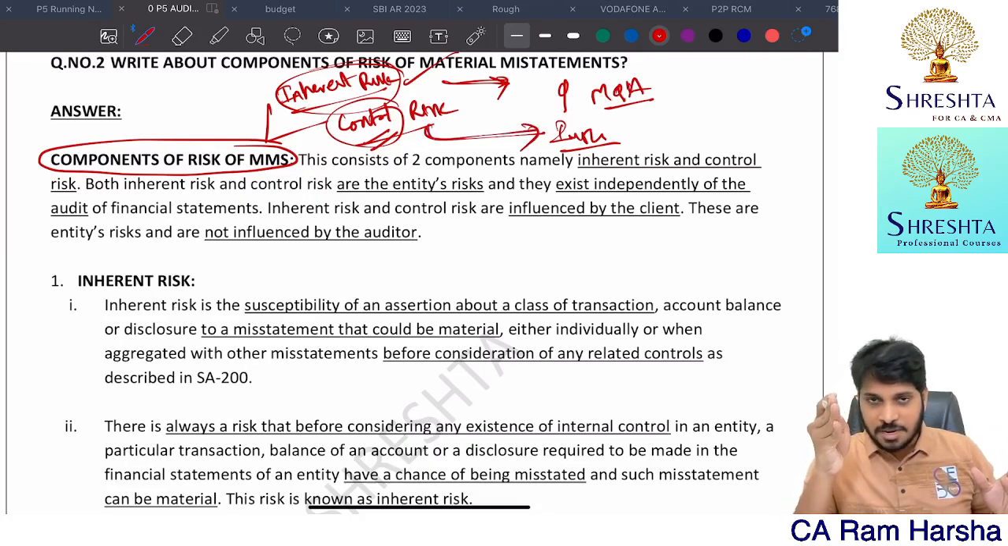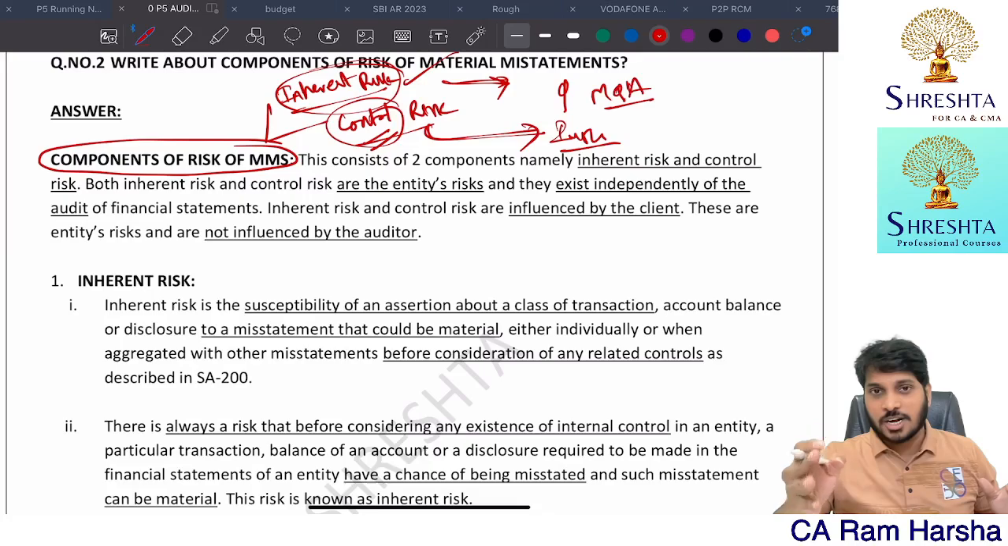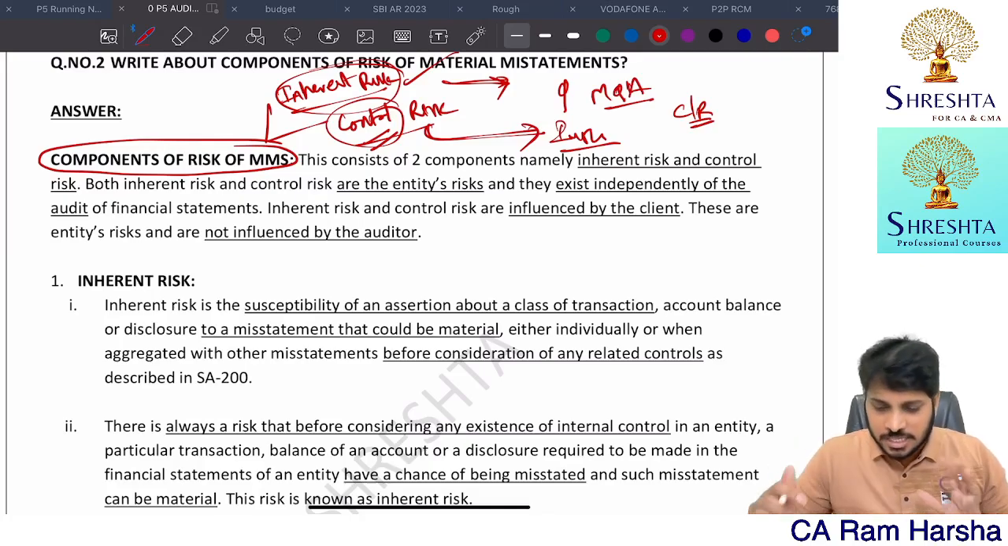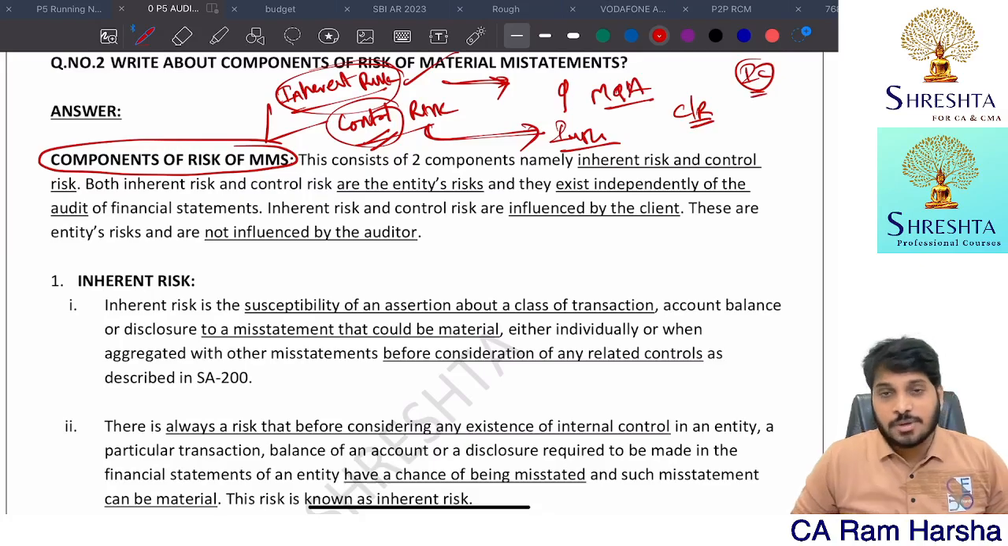The company has implemented a control. What if the control fails to perform? What if the control fails to function? The control failure is called control risk. It is when the control is unable to detect, unable to prevent. See, control means again the concept of internal control.